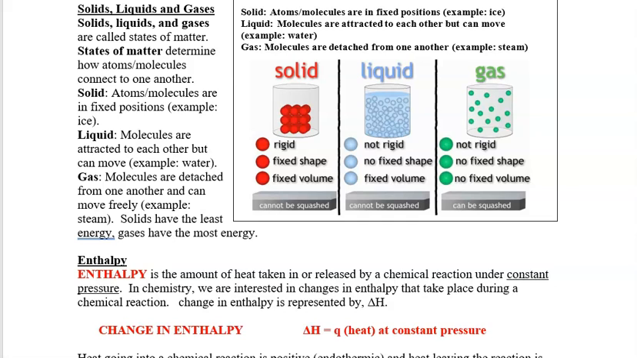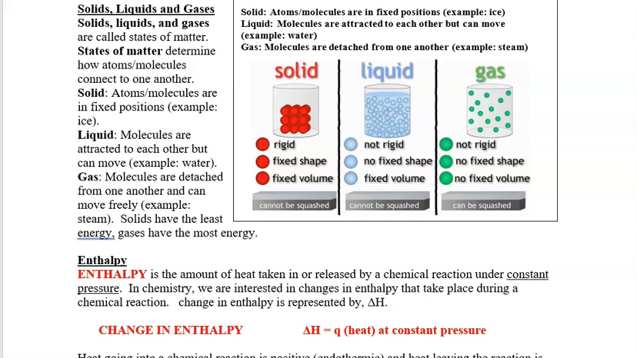Gases, which we talked about last week, are not rigid. They have no fixed shape and no fixed volume. So you can take a bottle of perfume where all the perfume molecules are inside that little bottle, open it up, and 15 minutes later you can smell it throughout the entire room. That means the perfume molecules have expanded in volume and they now take up the shape of the room.